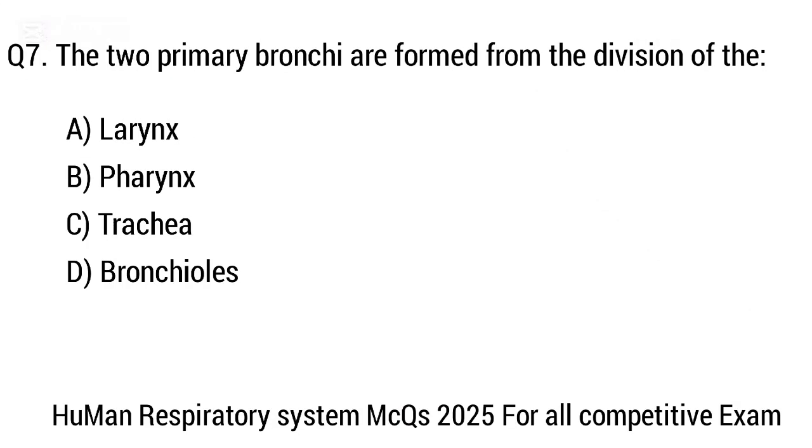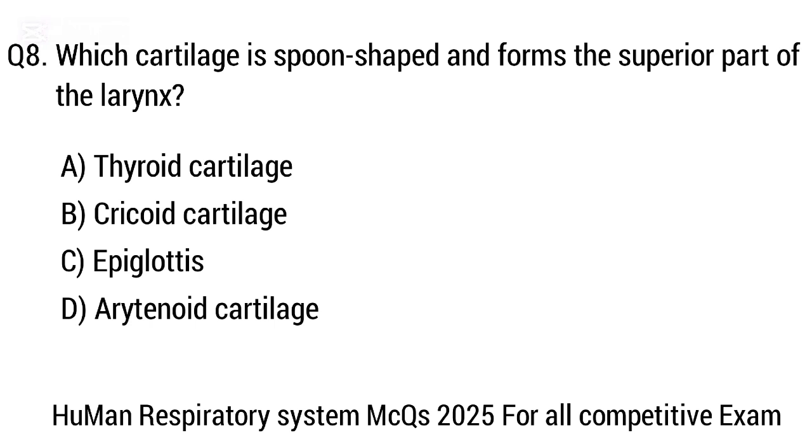Question 7. The two primary bronchi are formed from the division of the... The right answer is option C, trachea. Question 8. Which cartilage is sponge shaped and forms the superior part of the larynx? The right answer is option C, epiglottis.